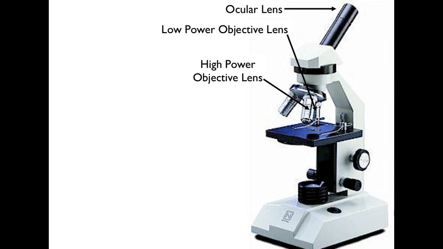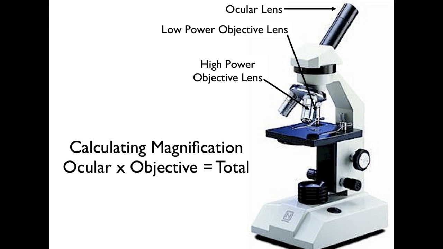Now, I mentioned the magnification of the individual lenses. The ocular lens has a 10 times magnification, the low power objective lens has a 4 times magnification, and the high power objective lens has a 40 times magnification. But you're working with these two lenses at the same time, and so you need to be able to calculate the total magnification of the image that you're seeing. Remember that calculating total magnification is done by taking the ocular lens magnification and multiplying it times the magnification of the objective lens that you're currently using.